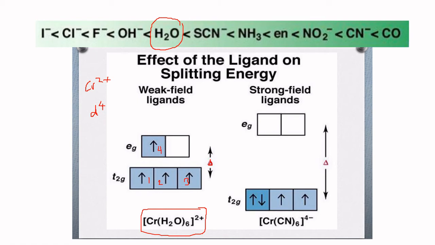Okay, let's say we have a strong field ligand, like the cyano ligand here. In this case, the delta energy, the difference in energy between the t2g and eg, is very high. When it is very high, the electrons will be arranged like this: 1, 2, 3, and back again here, 4, before it can go up. This is for a strong field ligand.